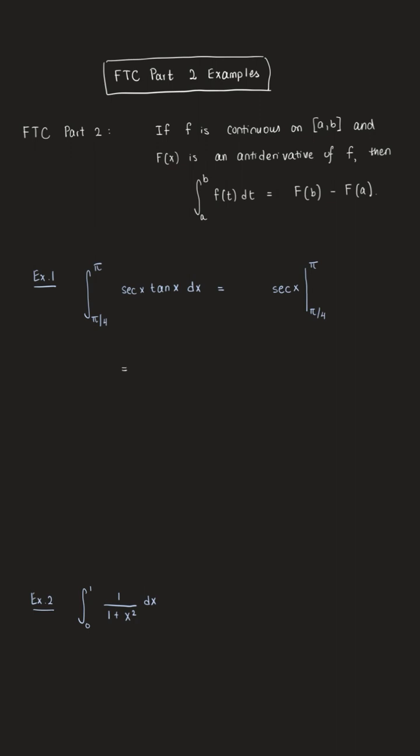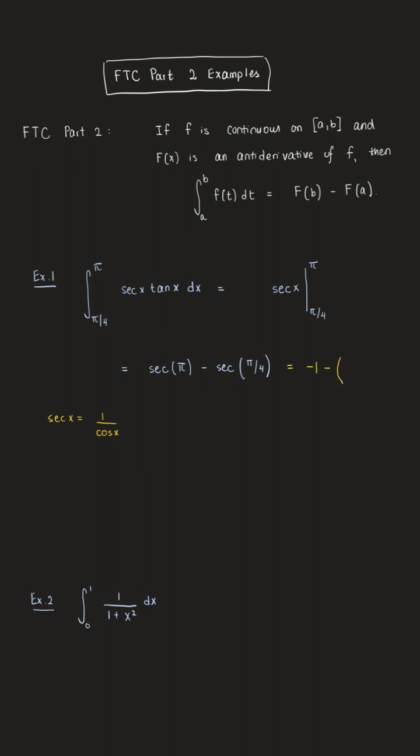And then we're going to set this up so we take the secant evaluated at the upper limit of integration minus secant evaluated at the lower limit of integration. And so also recall that secant is the reciprocal of cosine. So we're trying to evaluate secant of pi. We know that cosine of pi is -1. So secant of pi will be 1 over -1, which is -1.